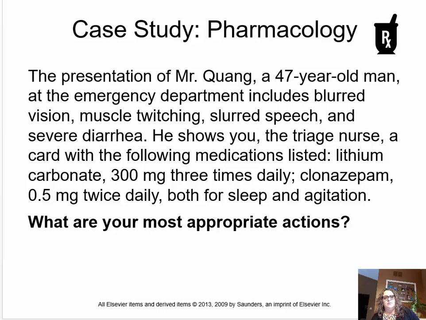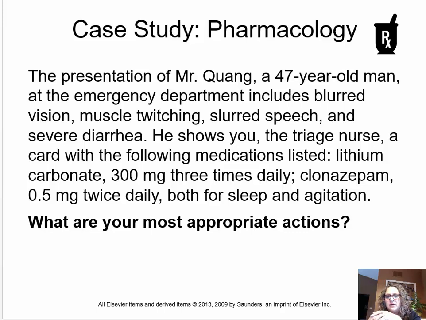So in the presentation of Mr. Kwang, the 47-year-old man who's at the emergency department, includes blurred vision, muscle twitching, slurred speech, severe diarrhea. He shows you a card with the following medications listed: lithium carbonate, 300 milligrams twice daily, clonazepam, 0.5 milligrams twice daily for both sleep and agitation. So what are you going to do next? What do you think is your most appropriate action? Think about what the effects of his medication are.